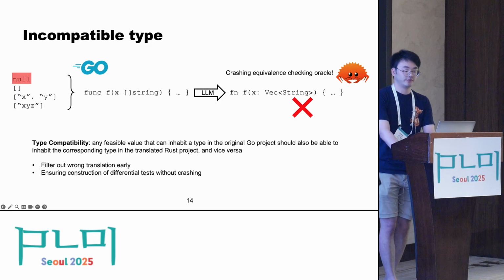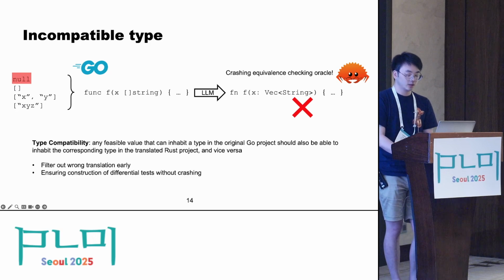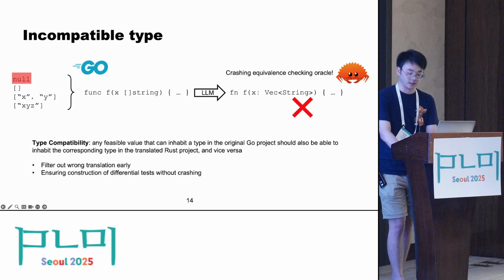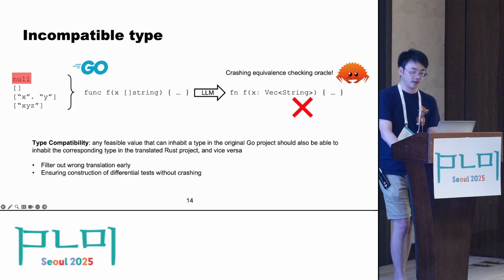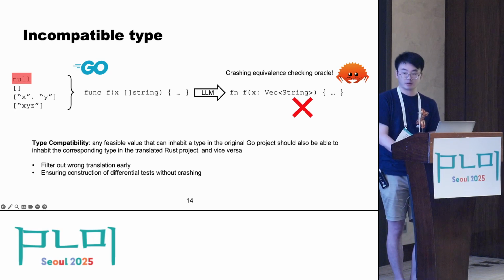As a result, we devised the notion of type compatibility, which says that any feasible value that can inhabit a type in the original Go project should also be able to inhabit the corresponding type in the translated Rust project. Type compatibility ensures the equivalence checking oracle can be constructed without runtime crashing and can filter out wrong translations early.